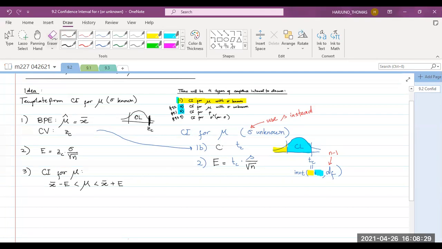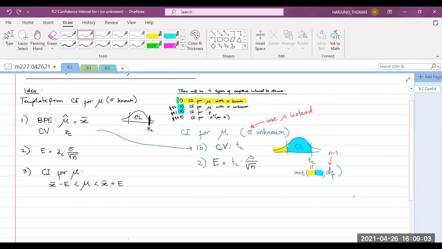So again, it depends on how good you are with the template that I taught you last Thursday. I keep on saying last Thursday, last Wednesday. It depends on how good you are with the template that we learned last Wednesday. Once you master that part, then confidence interval for mu with sigma unknown is just a variation of what we learned at that time.